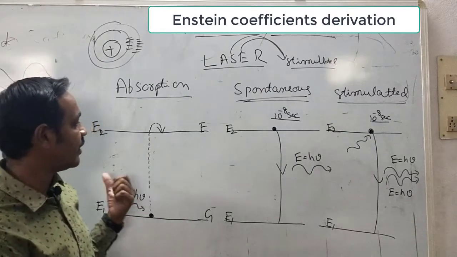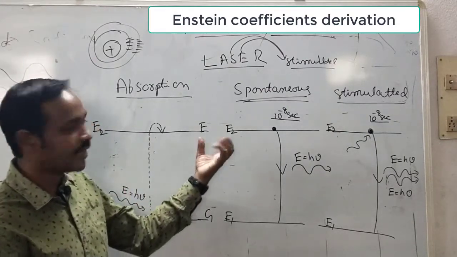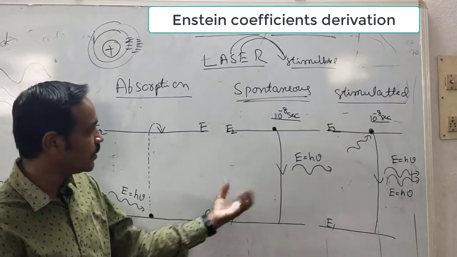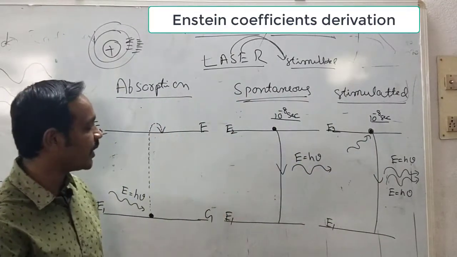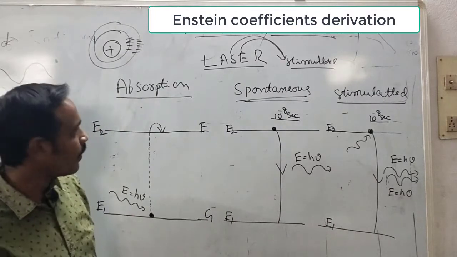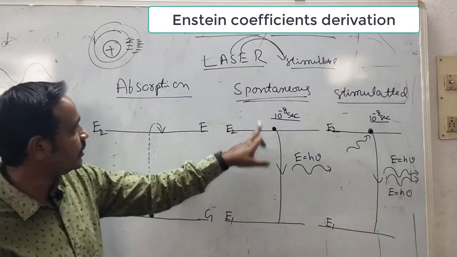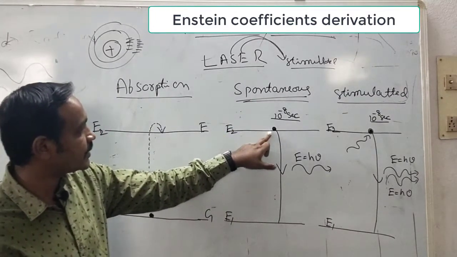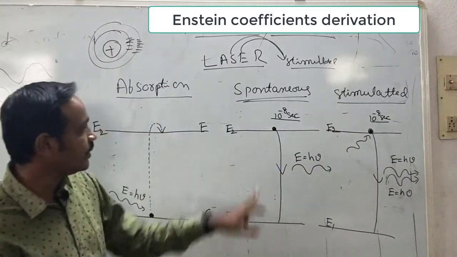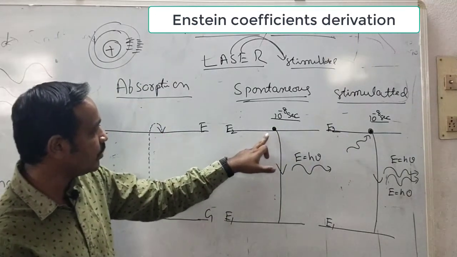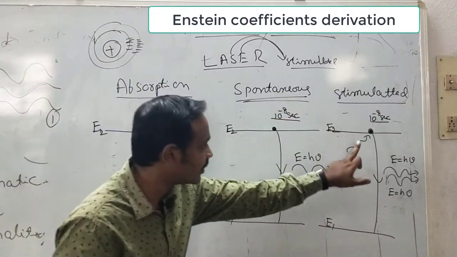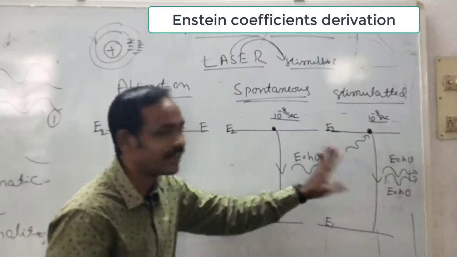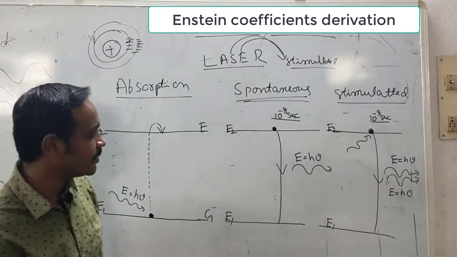So I can take one question from these diagrams: the difference between spontaneous and stimulated emission. Very easy. Here in spontaneous emission, the electron is in the excited state, and here also in the excited state. But here we don't have any input photon, and here we have the input photon. That is the single difference you will get.